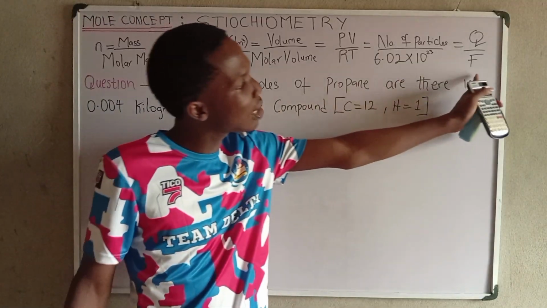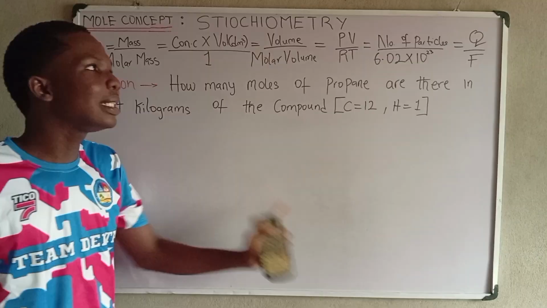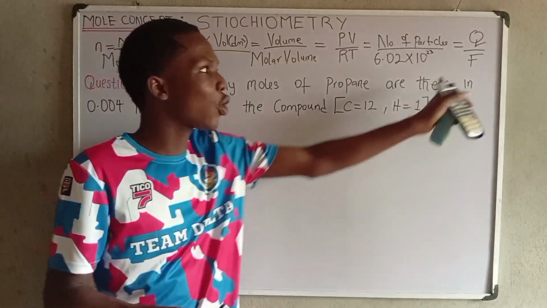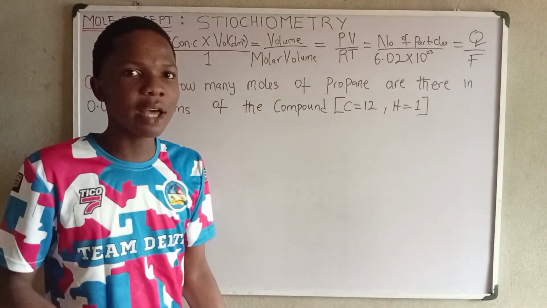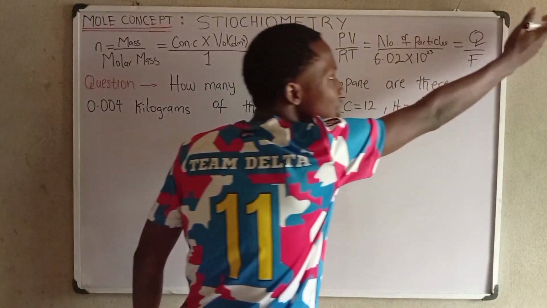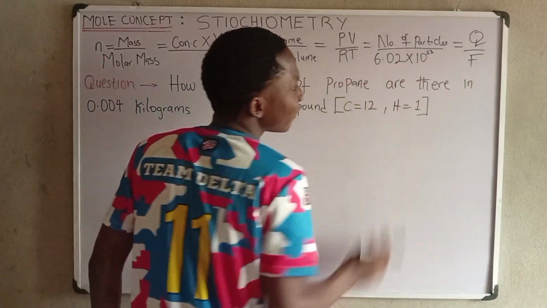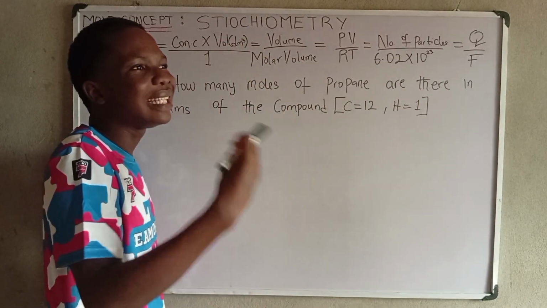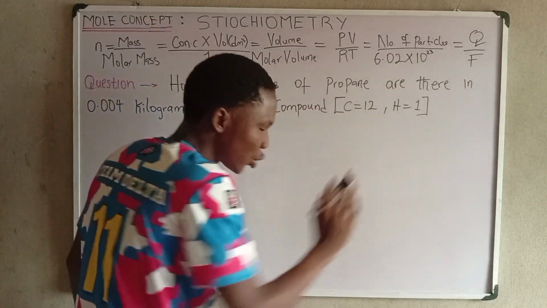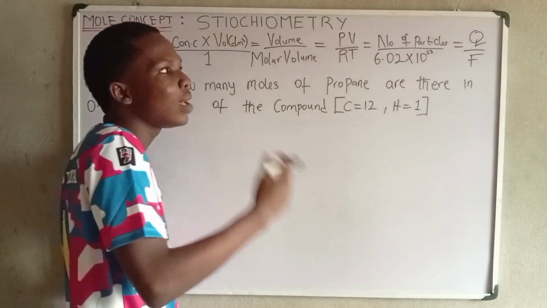Now the final formula is very rare. You hardly see questions on it, but in this video we are going to tackle a question on this particular formula. This is Q, which stands for quantity of charge. Now this is F. This F stands for Faraday's constant, or molar charge of electron. Faraday constant also becomes molar charge of electron.